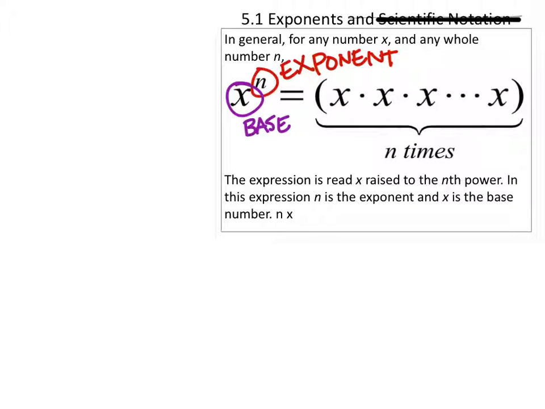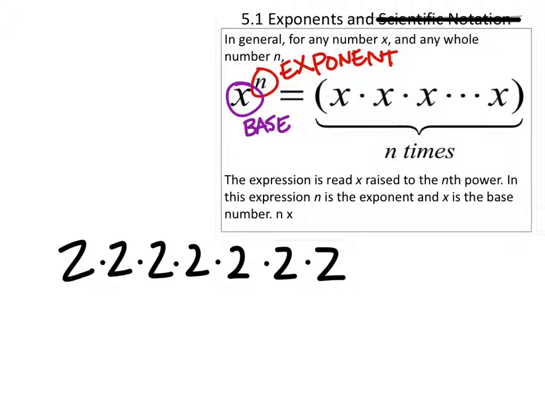Mathematicians got tired of writing things over and over, 2 times 2 times 2 times 2 times something like this. So they said, there's got to be an easier way to do this. Let's write this in a simpler format. They said, well, 2 is being multiplied by itself, and you can see right here that it's being multiplied by itself 7 times.